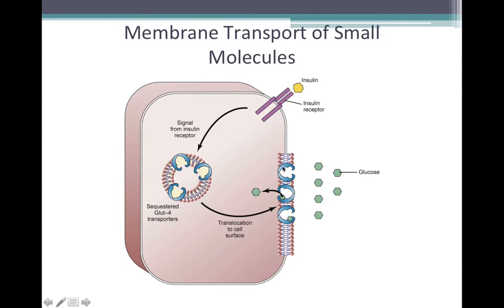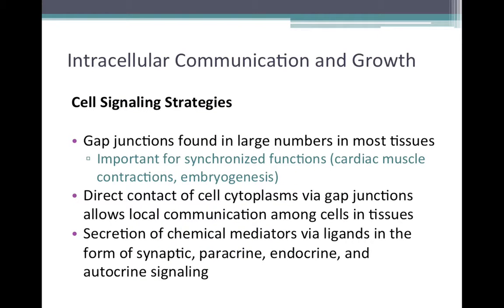Now, these don't require ATP. So basically what you're looking at is just for glucose to bind to this transporter, it gets basically shuttled into the cell through this transport protein. No additional ATP required, so we call this passive transport.